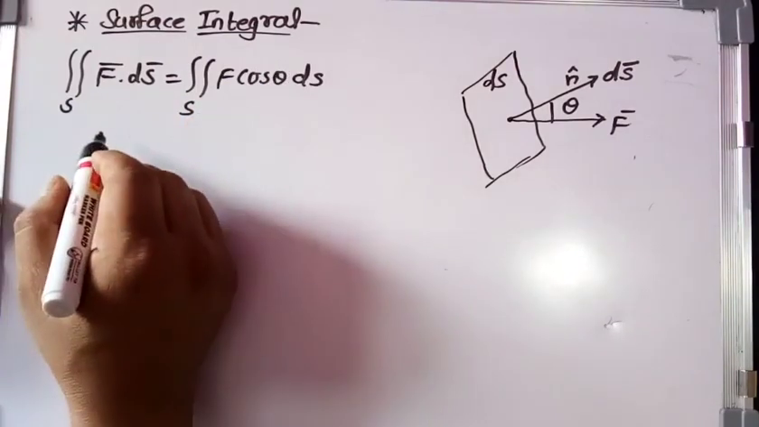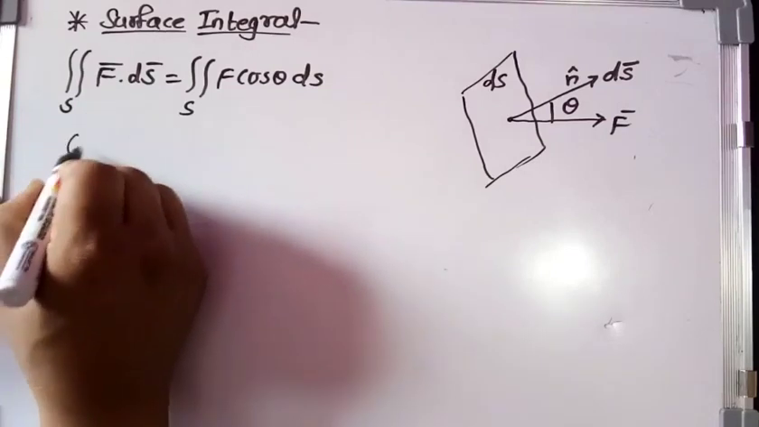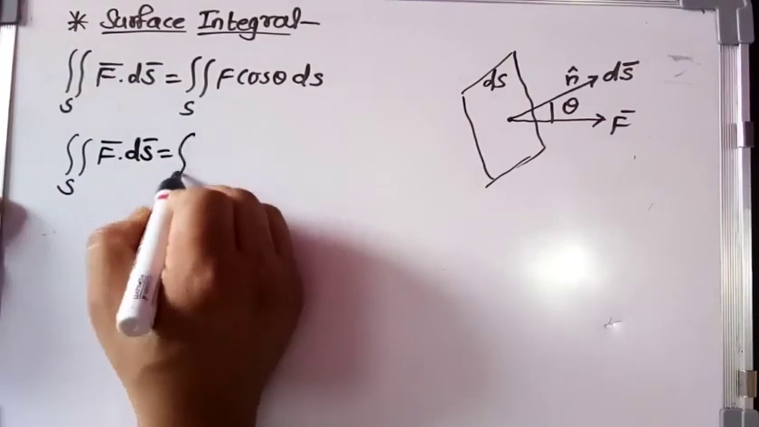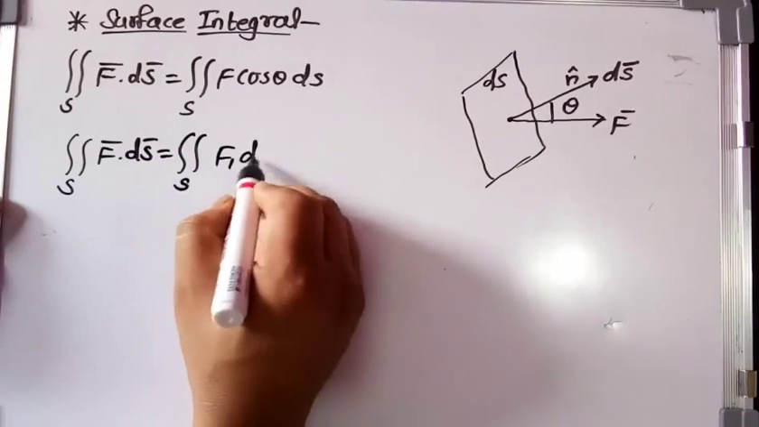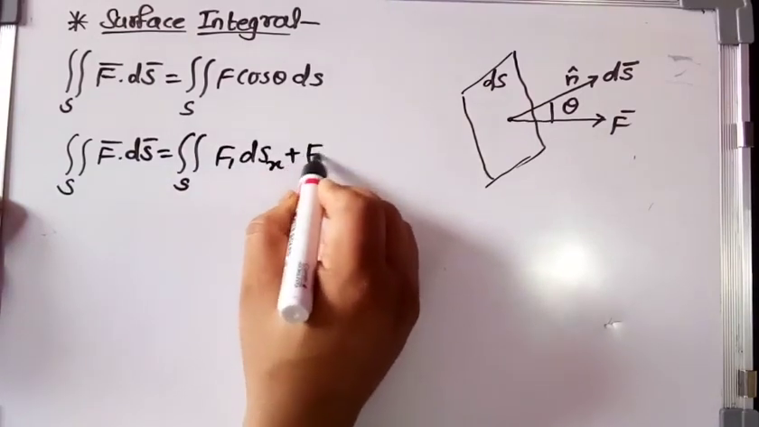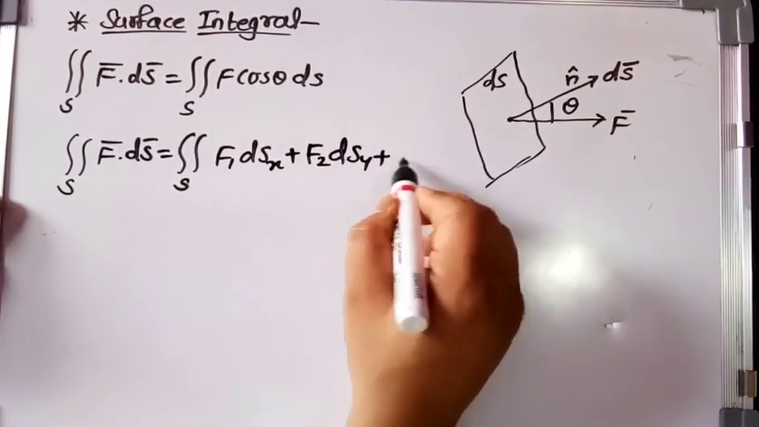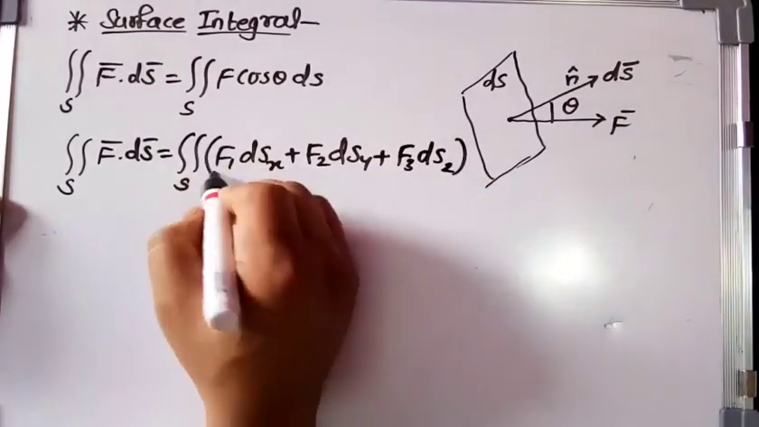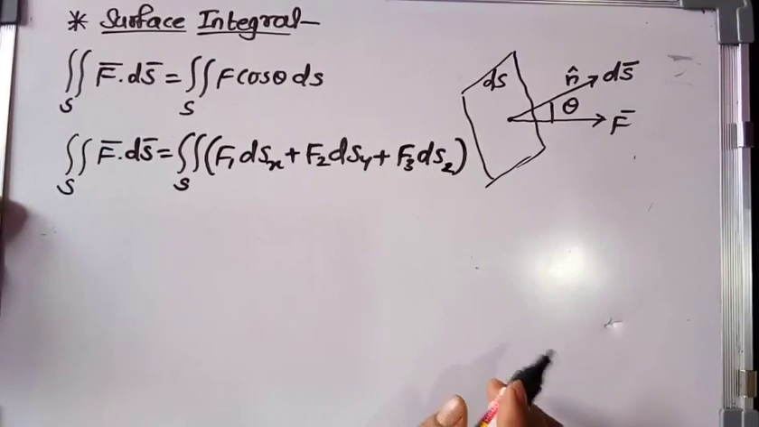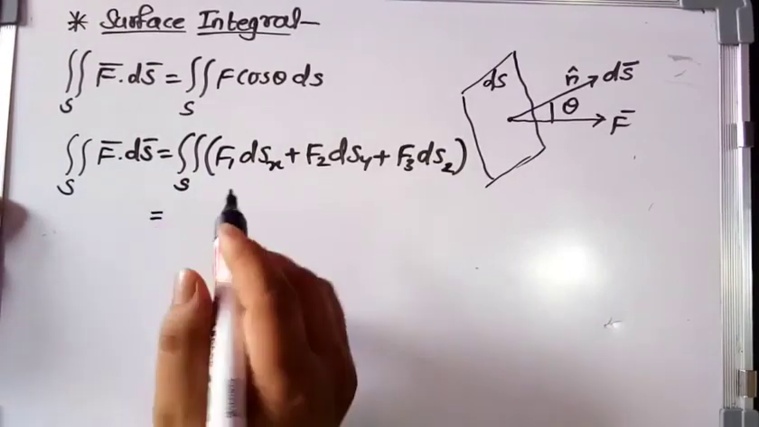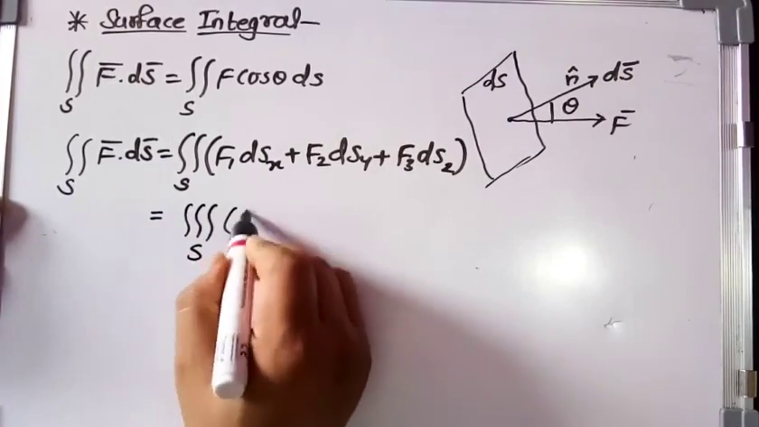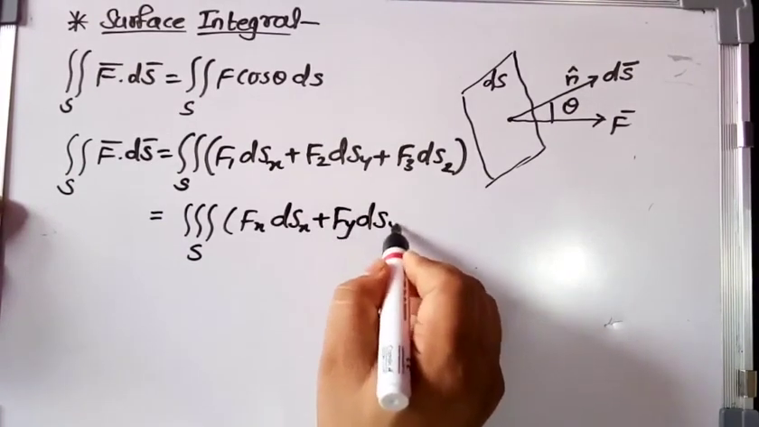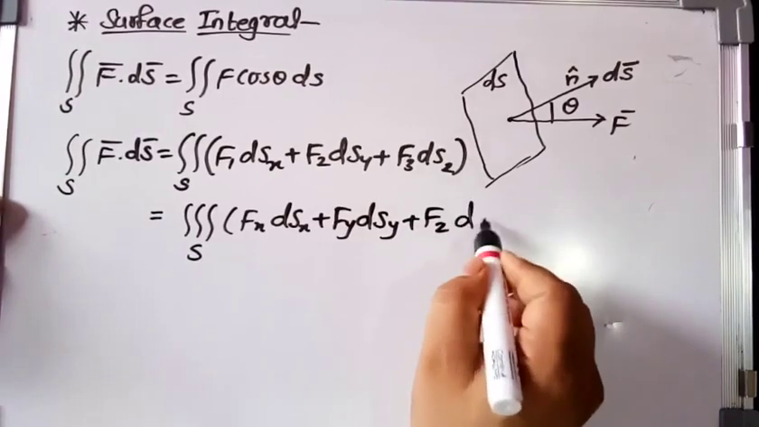Okay. If f bar is in the Cartesian coordinate system, then we can write the integration over S of f bar dot ds bar is equal to the double integration over S of f1 dsx plus f2 dsy plus f3 dsz. Or also we can write, if f1, f2, f3 are fx, fy, fz, then it is fx dsx plus fy dsy plus fz dsz. You can use any notation.